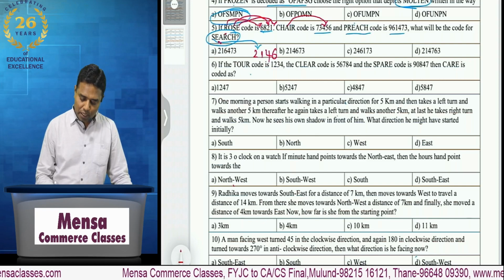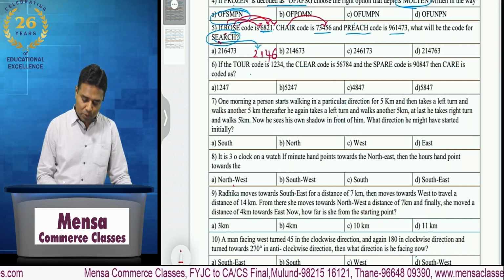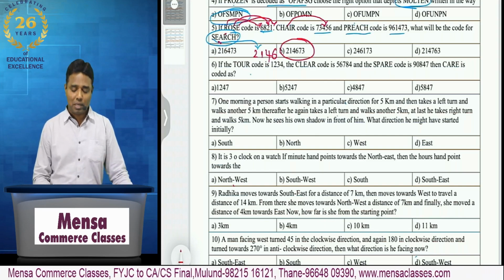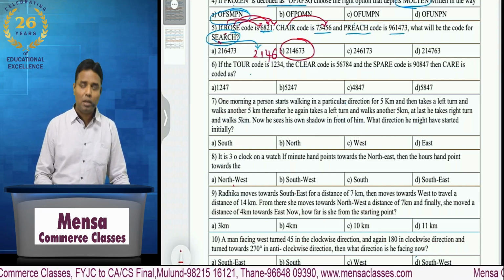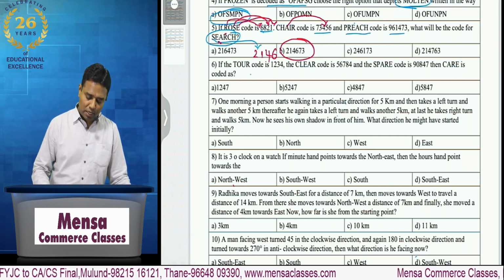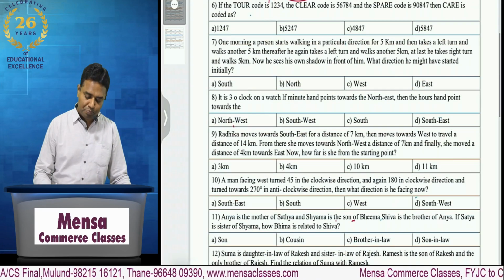Does it correspond to any option? Yes, 2146. We have only option number B there. Nowhere else is it present. So the correct answer will be option number B. We could check further, but we can stop there. That will be fastest, right? Let's move on to the next question.